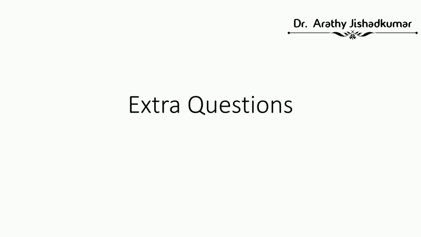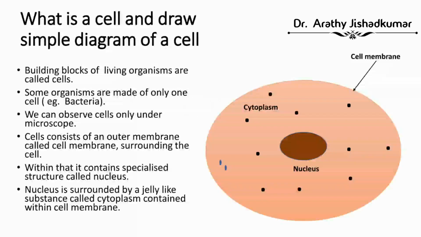Now I have some extra questions. First one, what is a cell? Draw a symbol diagram of a cell. Cells are building blocks of a living organism. Some organisms are made of only one cell, for example bacteria. And we can observe a cell only with the help of a microscope.